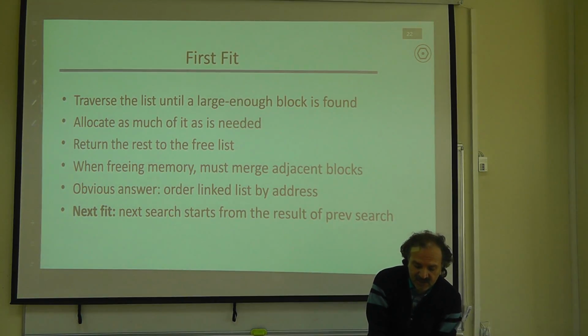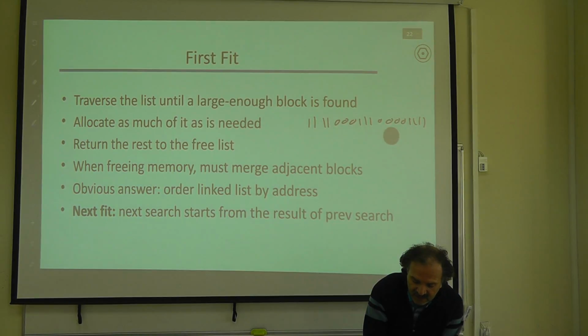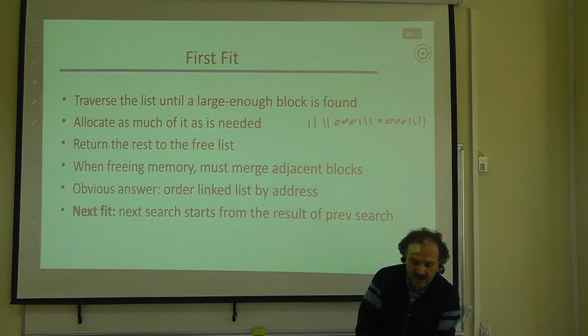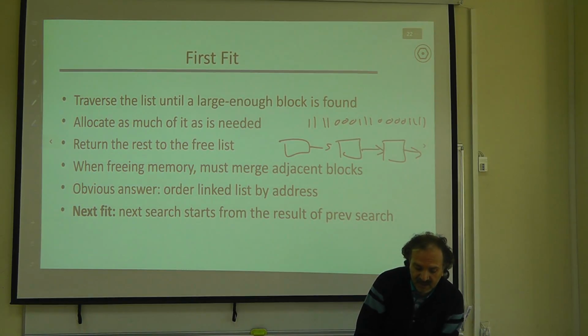Traverse the list until a large enough block is found. If you are doing this ones and zeros bitmap type of representation, you would look for these consecutive zeros. If they are good enough, okay, then I would pick that location. That's called first fit. Or if I have the linked list, I would traverse the linked list, and if I find a large enough block, then I would say that this is my spot. So allocate as much of it as needed.